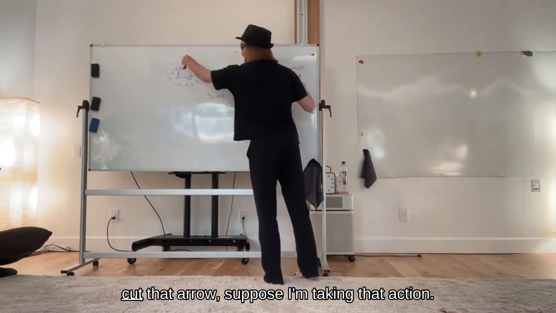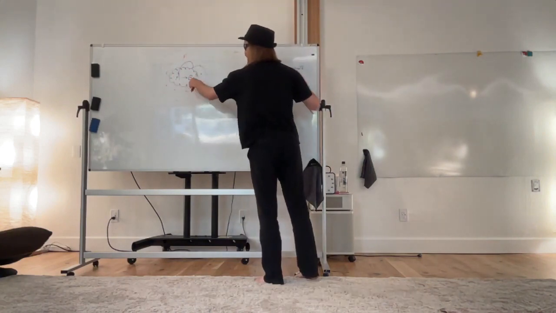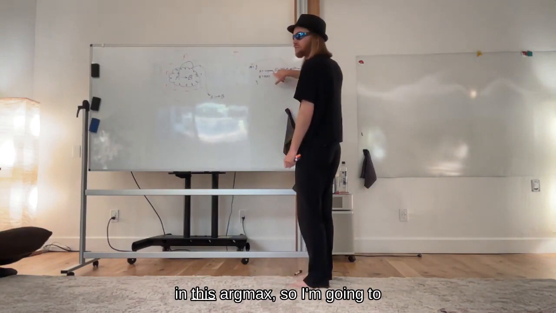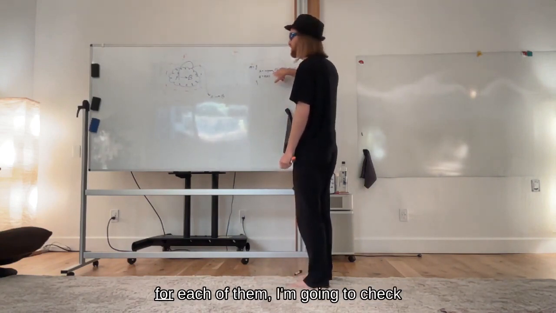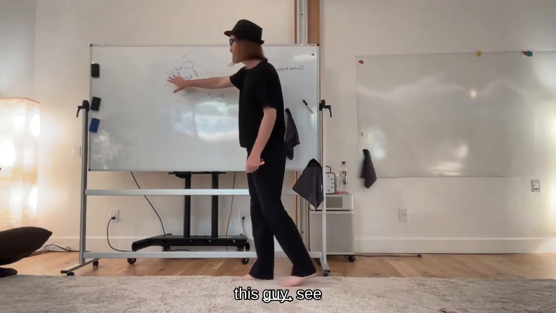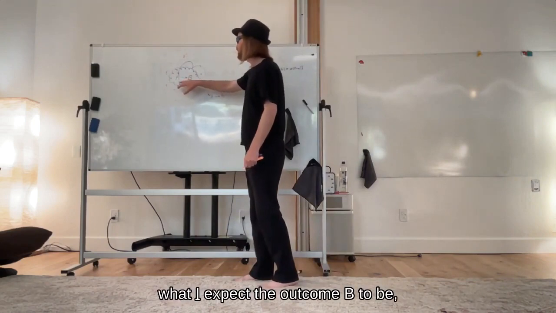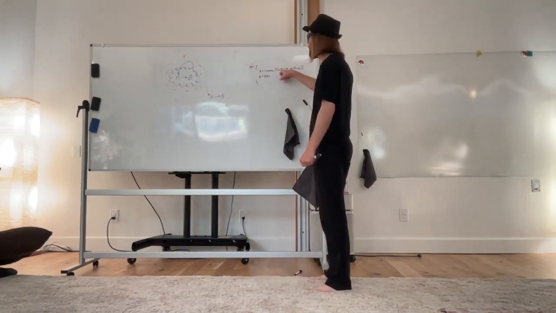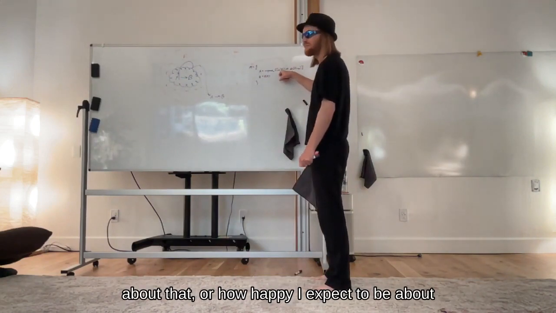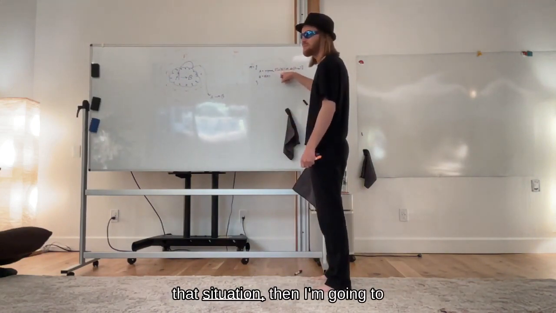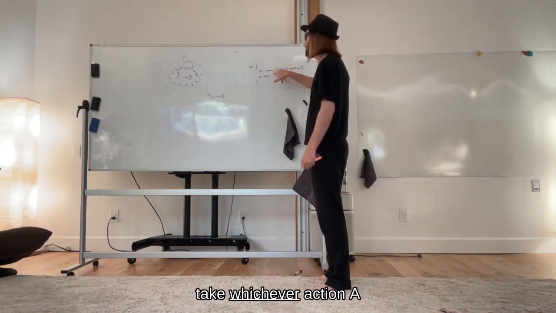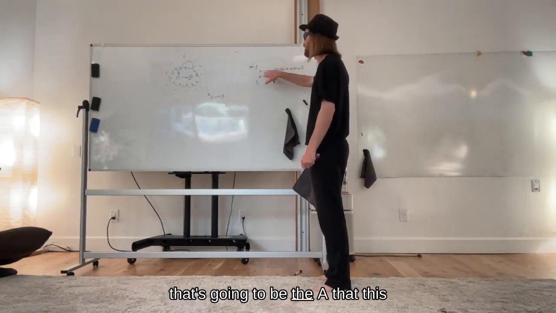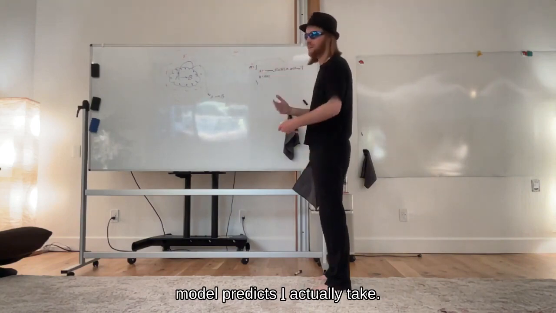For each of them, I cut that arrow and suppose I'm taking that action, whatever actions I'm considering in this argmax. I check what I expect the outcome B to be, how much clarity I expect on the workshop goals, and how happy I expect to be about that situation. Then I take whichever action A gives the highest value in that argmax. That's the A this model predicts I actually take.